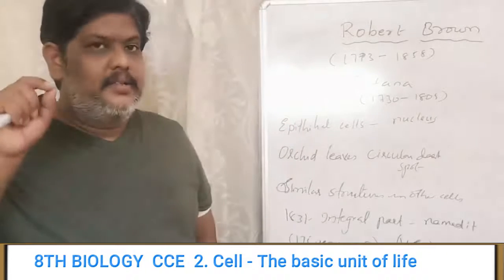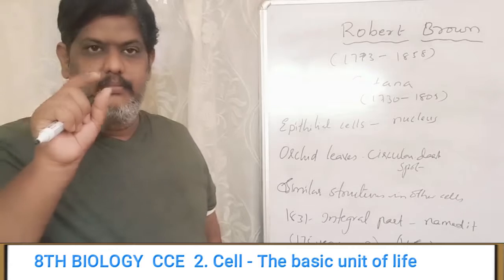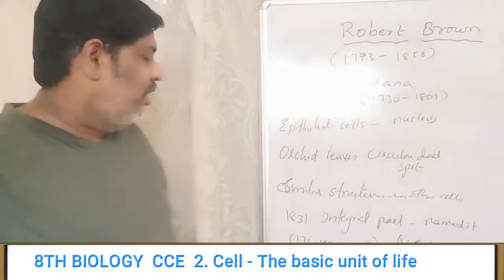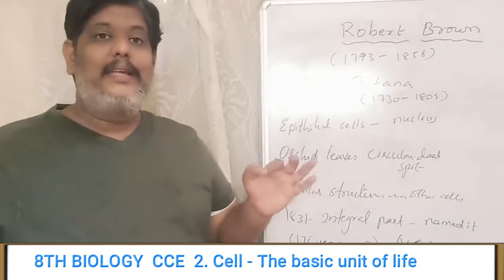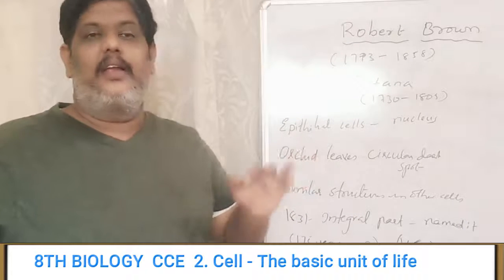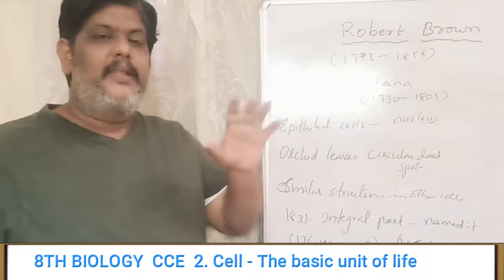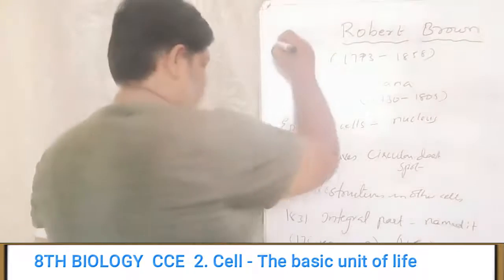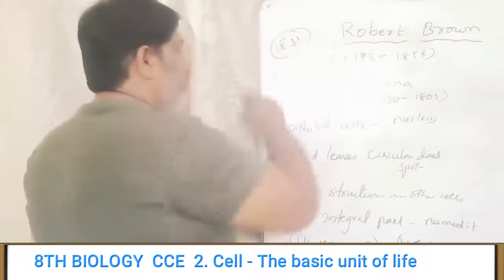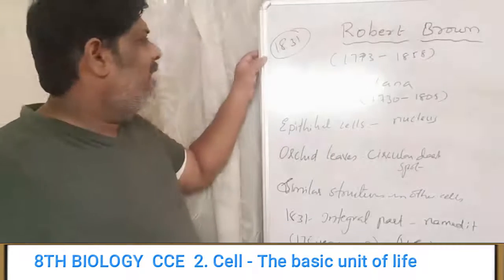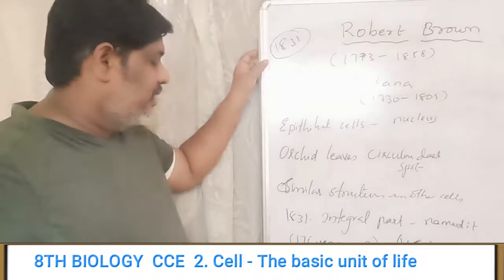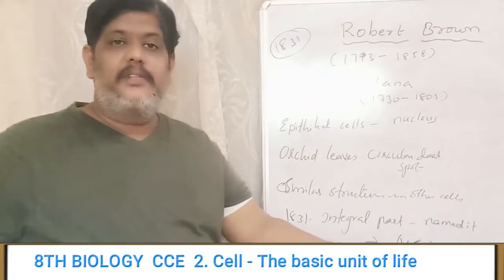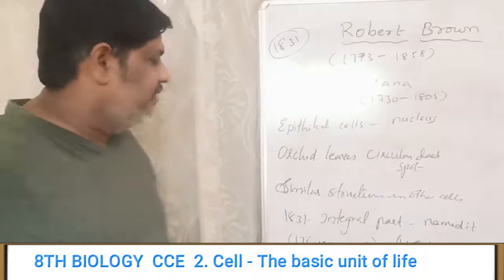So this particular circular spot was very prominent in all the cells. He thought this should be the integral, significant, most important part of the cell, and then he named it the nucleus. This all happened in the year 1831. This year is almost 175 years after the time when the nucleus was first observed.